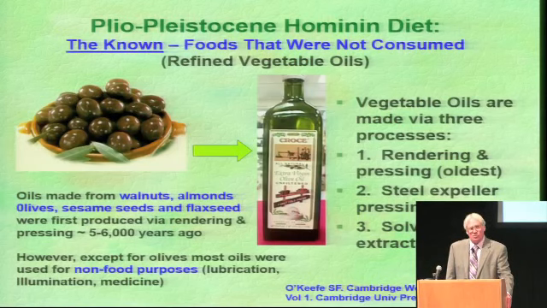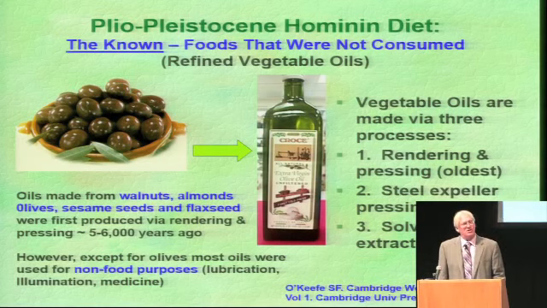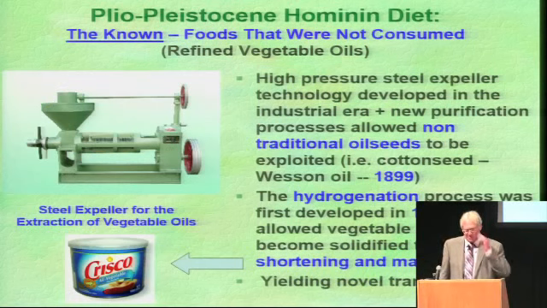Prior to the Industrial Revolution, the only way to make these things was by rendering and pressing. And so the first oils that were made were traditional olive oils and flax oils and what have you. Most of the oils were used for lubrication and not as food oils. And so starting in the last century or so, you can see this machine up here.